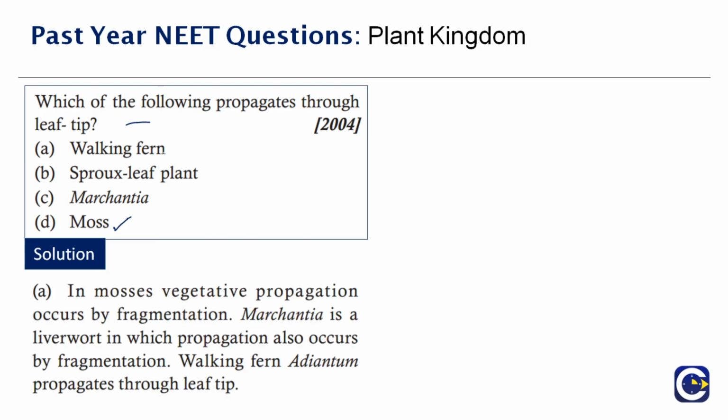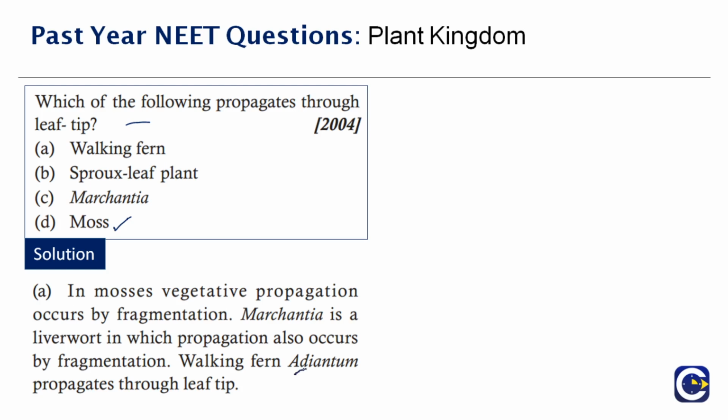What is a fern actually? What does a fern do? Or how does a fern look? Have you ever thought about it? Okay. The walking fern is a frequently occurring fern native to North America. Usually you find these ferns mostly in North America, and in mosses vegetative propagation occurs by fragmentation. Marchantia is a liverwort. Again, it doesn't go. Mosses is by fragmentation.